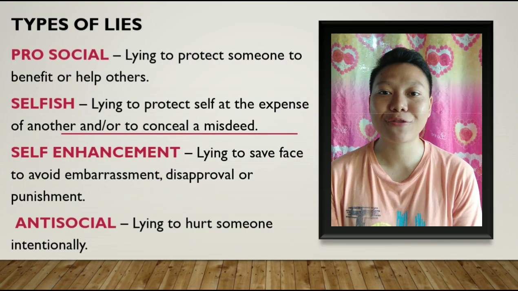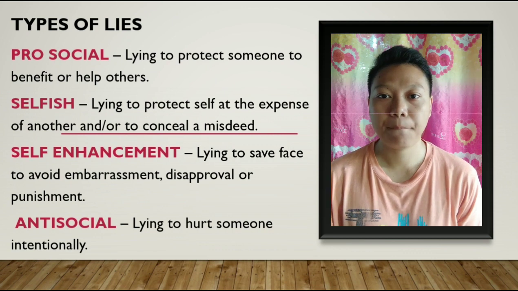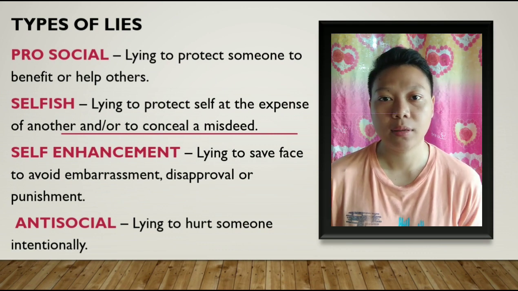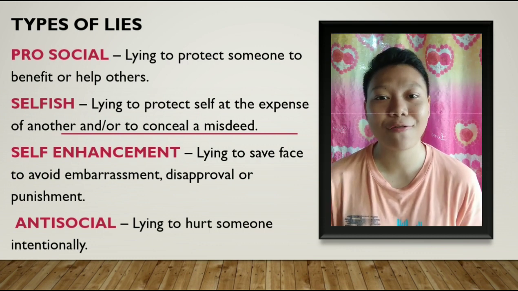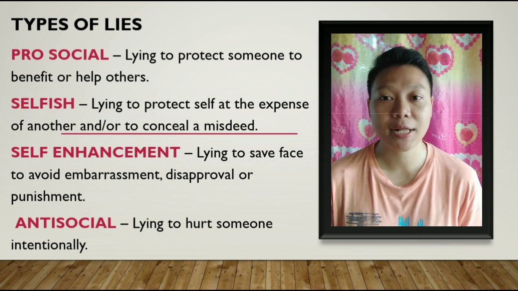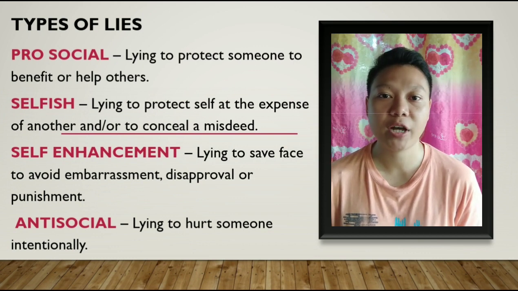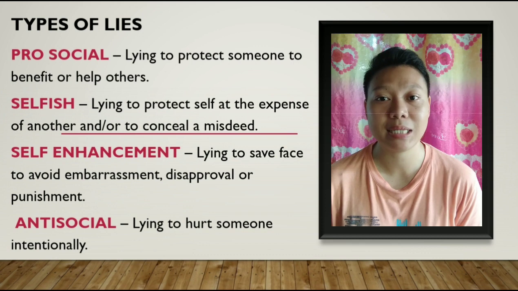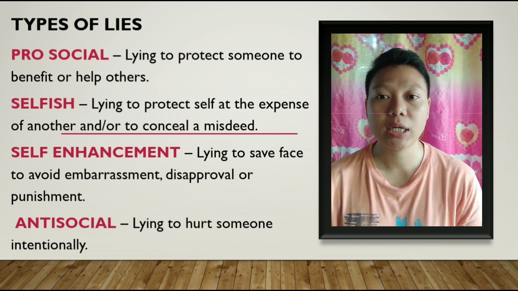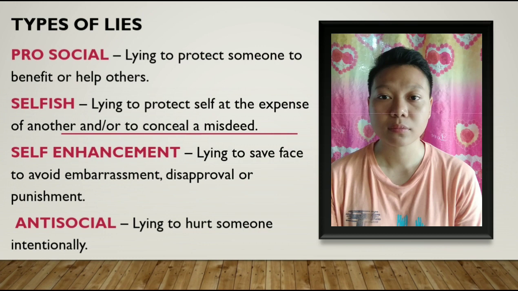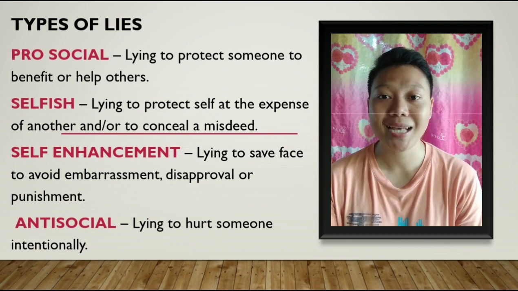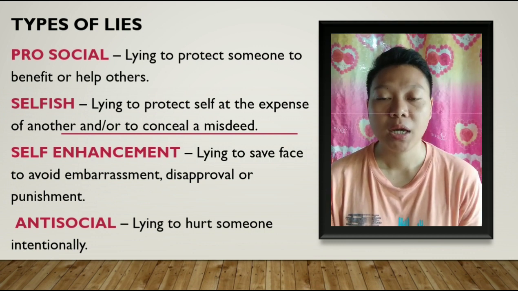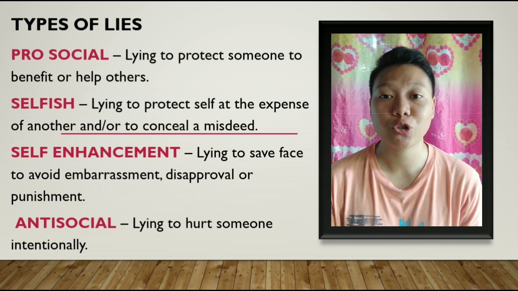Then we have types of lies. Pro-social: lying to protect someone, to benefit or help others. Second, selfish: lying to protect self at the expense of another and/or to conceal a misdeed. Third one is self-enhancement: lying to save face, to avoid embarrassment, disapproval, or punishment. And lastly, antisocial: lying to hurt someone intentionally.